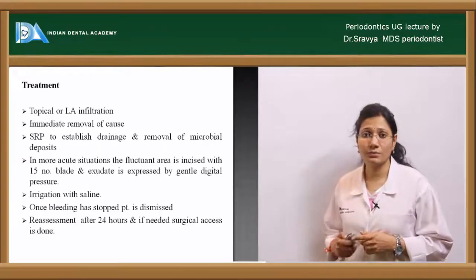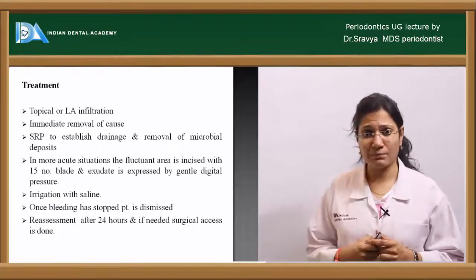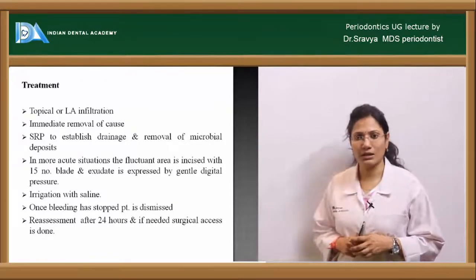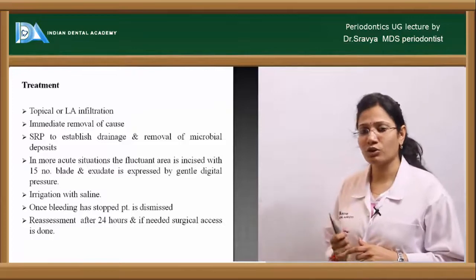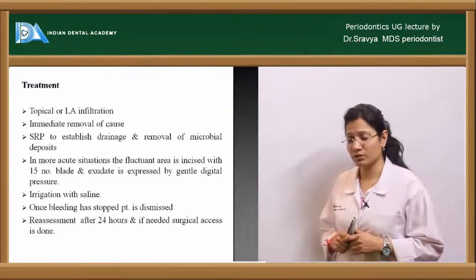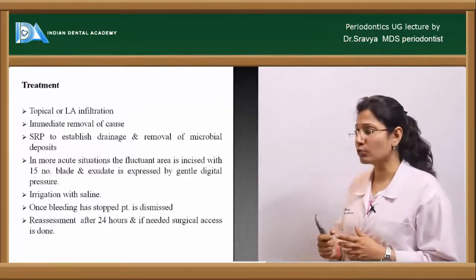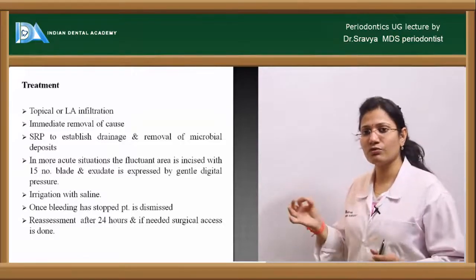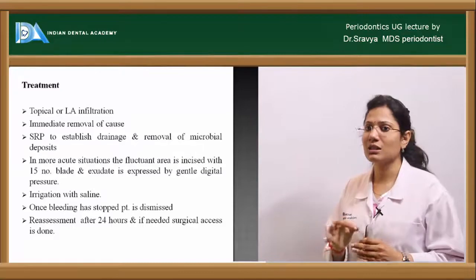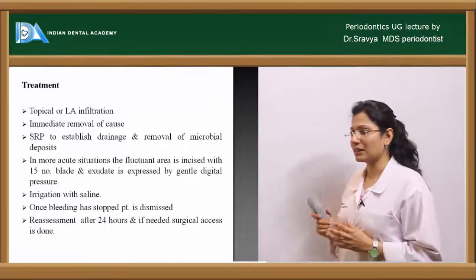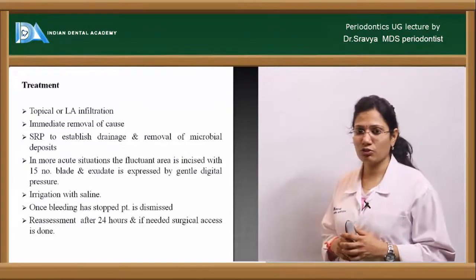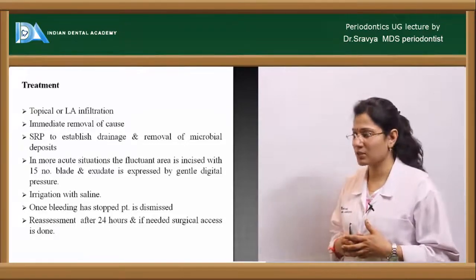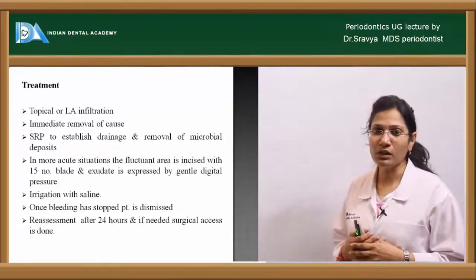Let's see what treatment you should do for a gingival abscess. The first thing you should do is administer local anesthesia. Once you have given a topical or local anesthetic infiltration, you have to remove the cause. Suppose there is a fish bone, immediately try to explore where it is and remove the cause. Then you do a thorough scaling and root planing and establish drainage. That is, you try to drain the abscess and remove the microbial deposits.